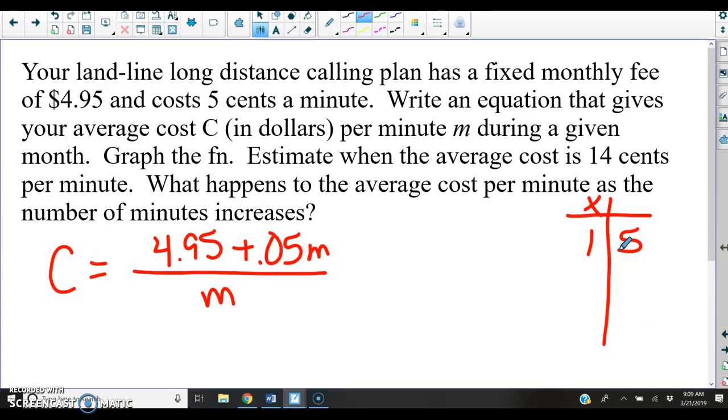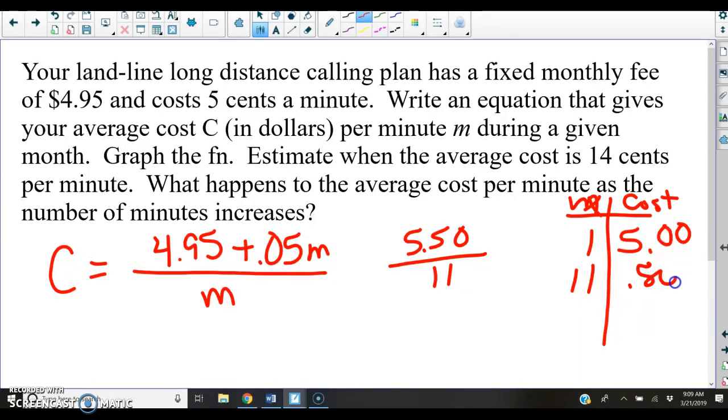So if you use it, okay, I'm going to jump to 11 minutes. Do you understand why? Okay, because then I will get 550 divided by 11. And, okay, and this is $5 per minute. So this is my cost. This is minutes, not X, sorry. So that cost is $5 per minute. But now at 11, now it jumped down to 50 cents per minute. Right, just to give you an idea of what's happening.